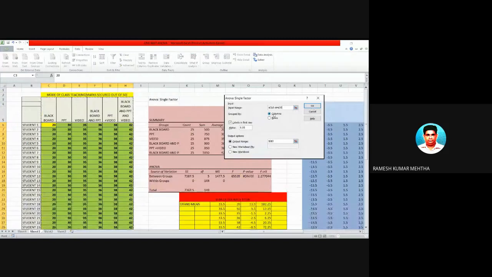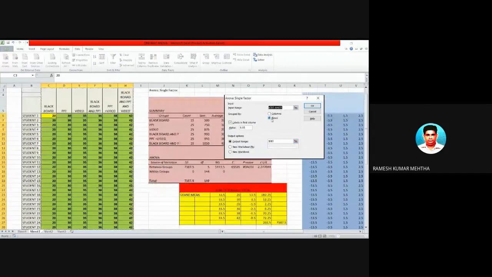So this is number one. Hope you have understood it. Now there are two questions. Come down to Grouped By: whether you want to group by columns or rows. I have grouped them column-wise: Blackboard, PPT, video, Blackboard and PPT, PPT and video, and so forth. So it is grouped by column, and I have clicked on Columns.